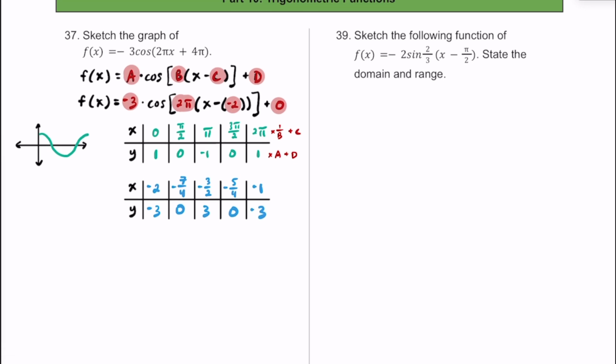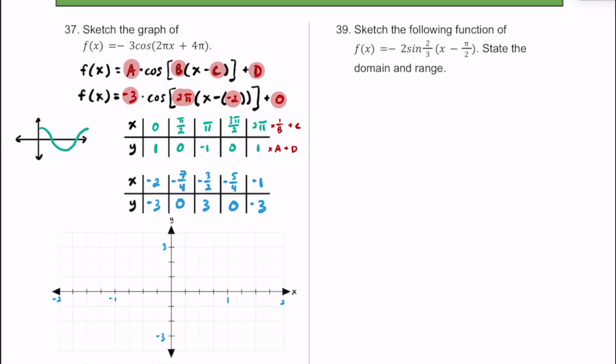All right, so what is this sketch going to look like as a graph? So plotting -2, -3, that's going to be over here. -1 3/4, comma 0 is going to be right here on the x-axis. Plotting -3 over 2, comma 3 is going to be right over here. Then -5 over 4, comma 0 is back along the x-axis. Then -1, -3 is down here below the x-axis. So making a rough sketch, we should try to draw a somewhat smooth curve here. It looks something along the lines of this.